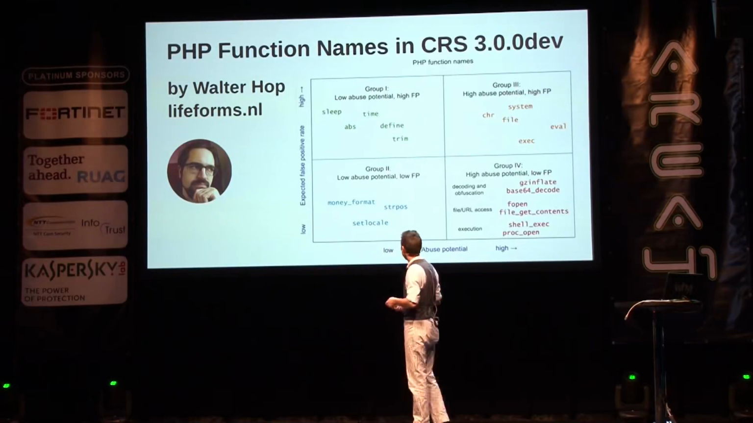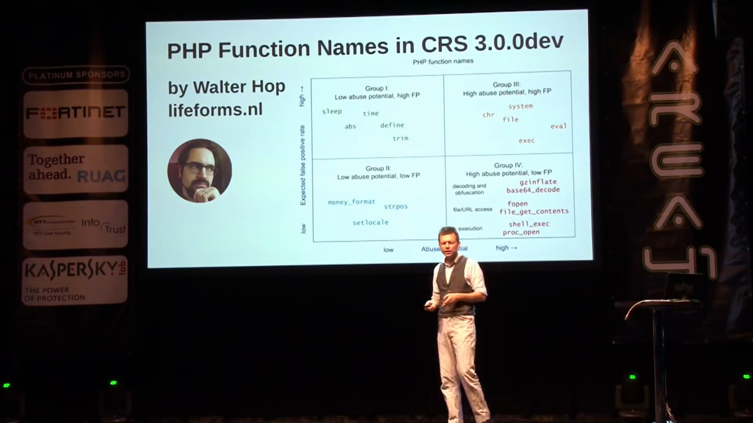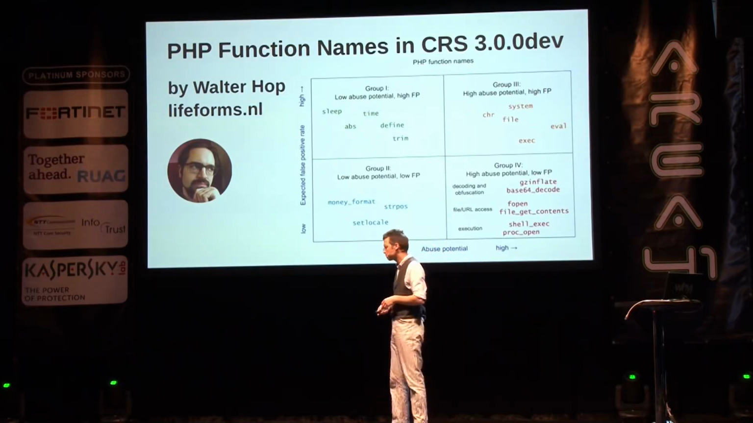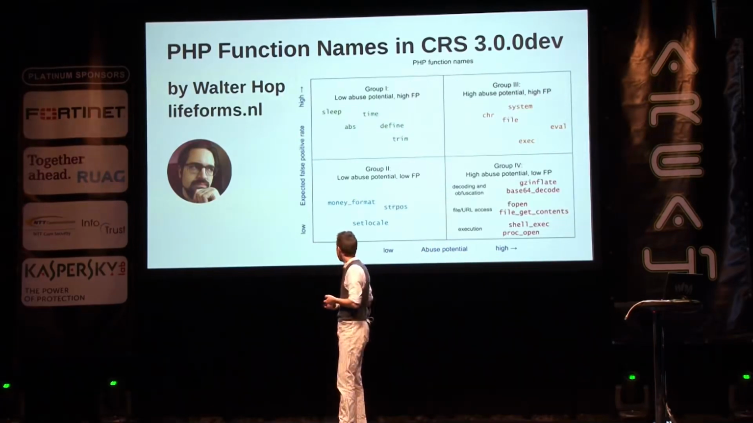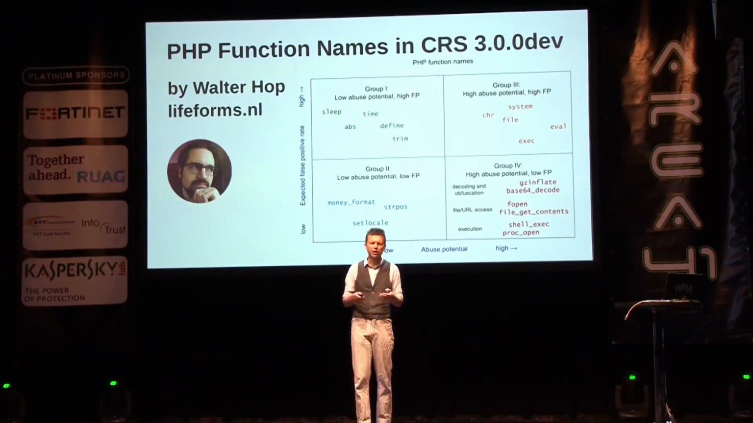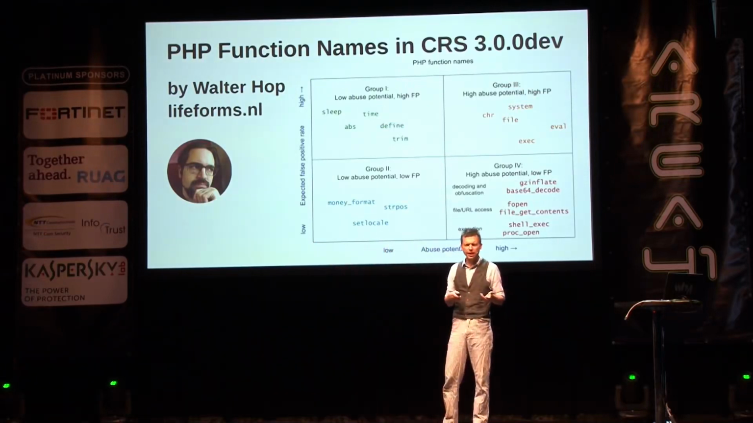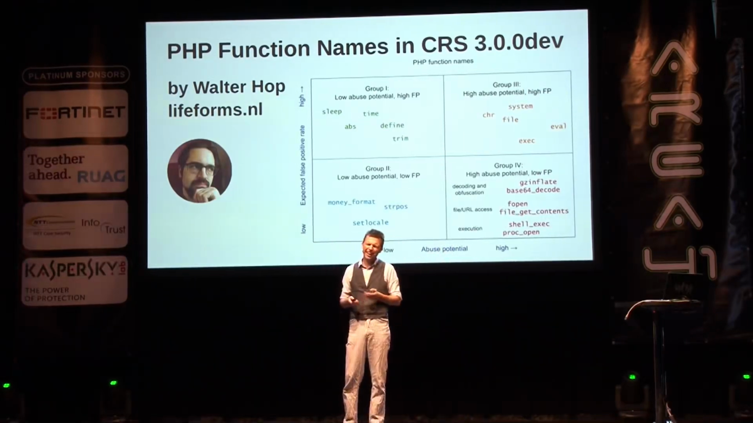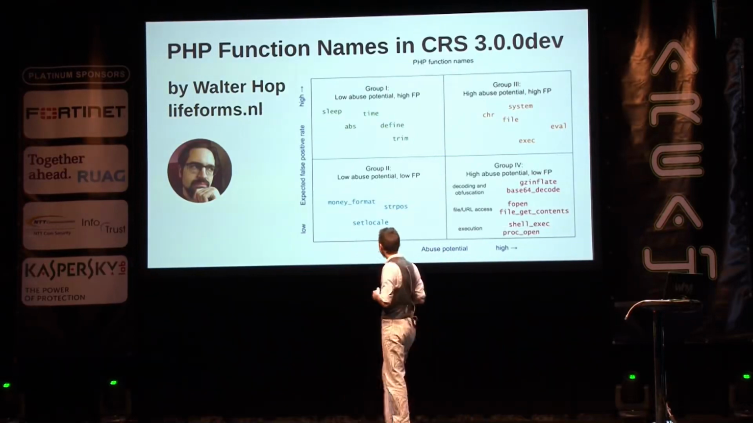There are innocent examples in the top left group. That's sleep, that's time. This is usually not used in an exploit. So even if we're seeing that, it's not really dangerous. Of similarly low danger are setlocale or money_format. This is used in PHP. It's not used in the English language, but even if it appears in a string, it's unlikely to be an attack. The two groups on the right, they are harder.